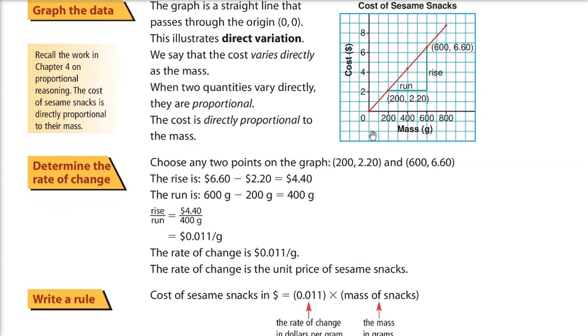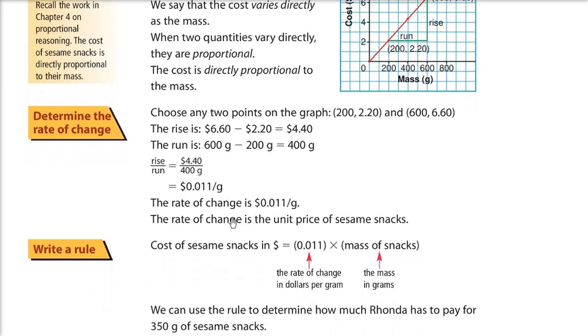So we can find the rate of change. Take any 2 points. I am taking this one, 600 and 6.60, and 200 and 2.20. What is the rise? 6.60 minus 2.20, that is 4.40. Then the run, that is 600 minus 200, that is 400. Divide them, we get 0.011 per gram. This is the rate of change. So the rate of change is the unit price of sesame snacks, 0.011 per gram.